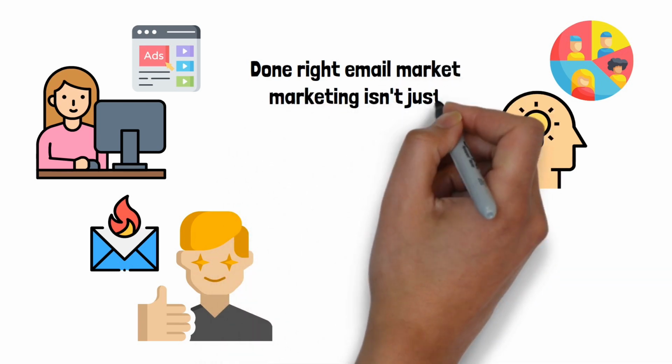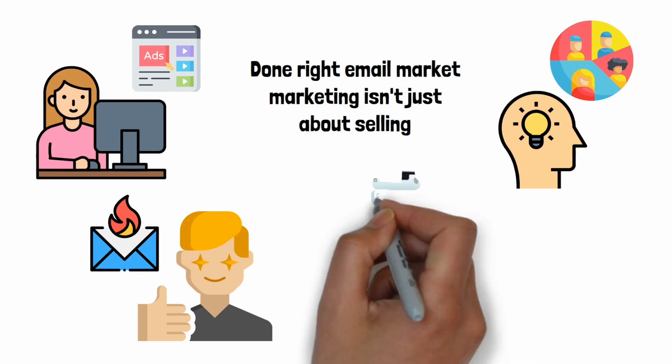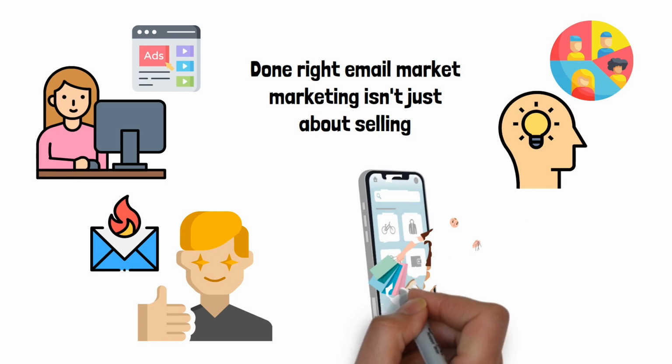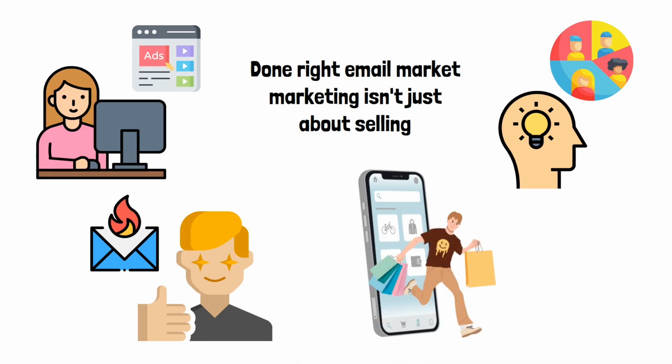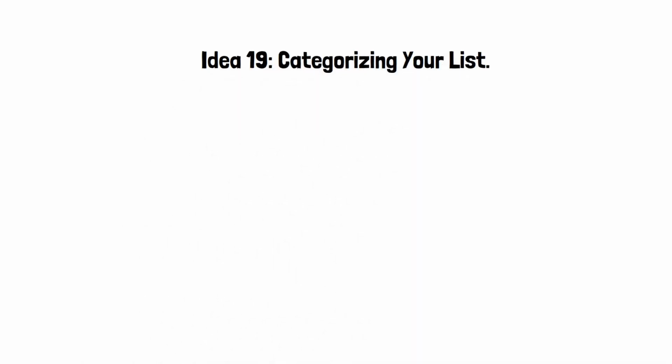Done right, email marketing isn't just about selling. It's about creating value, trust, and community around what you offer. And when you've got that kind of relationship with your audience, selling becomes a natural step rather than a forced one. Idea 19. Categorizing your list.